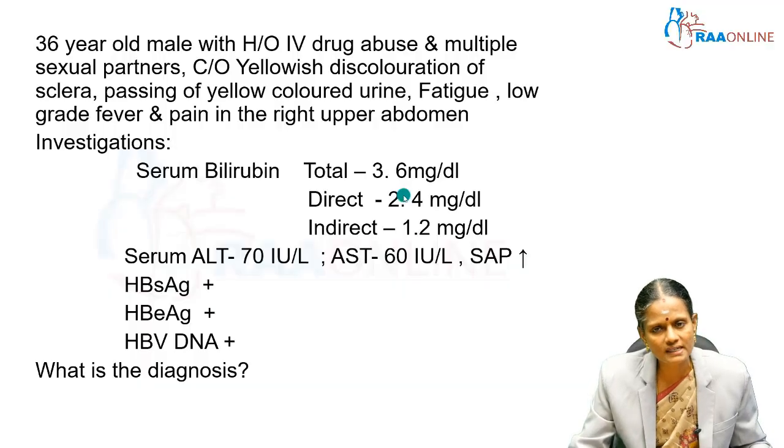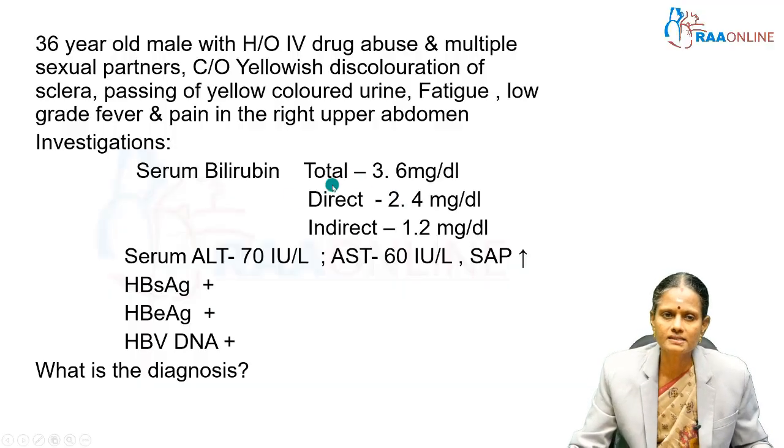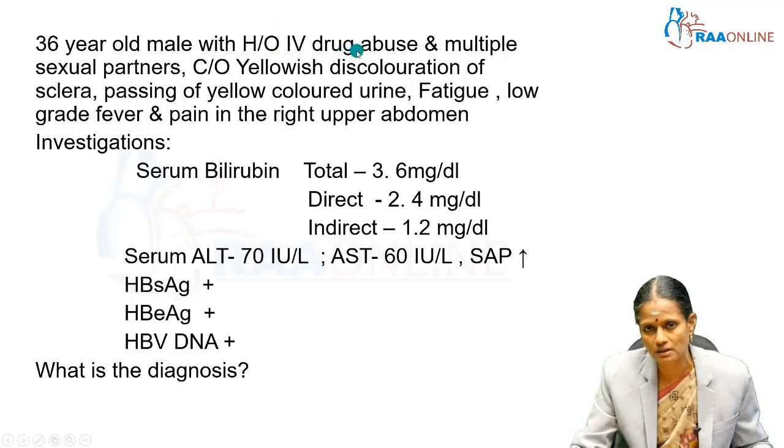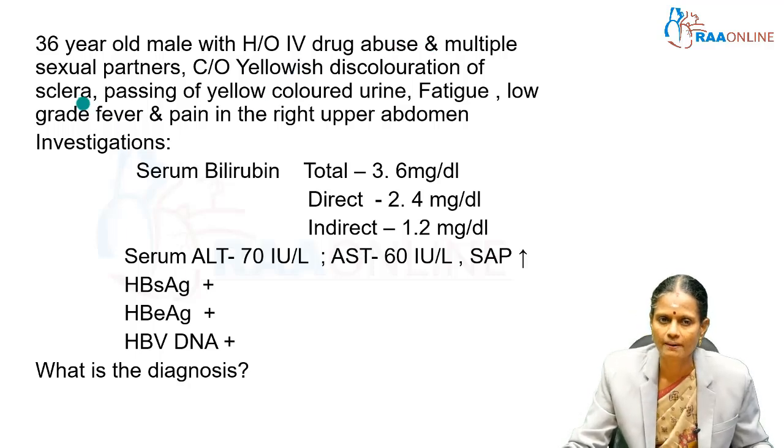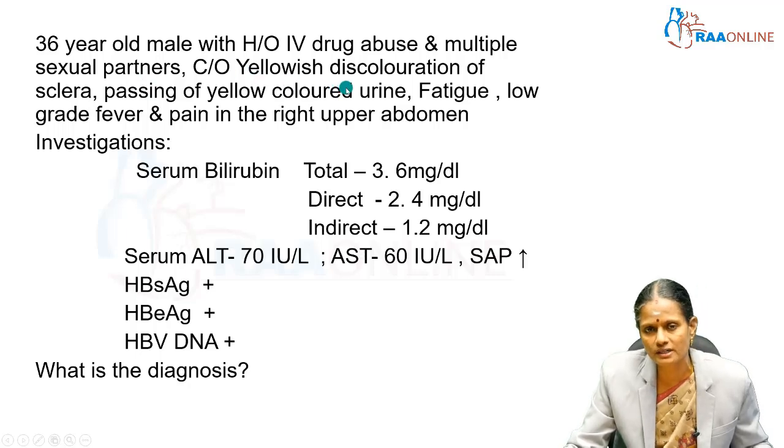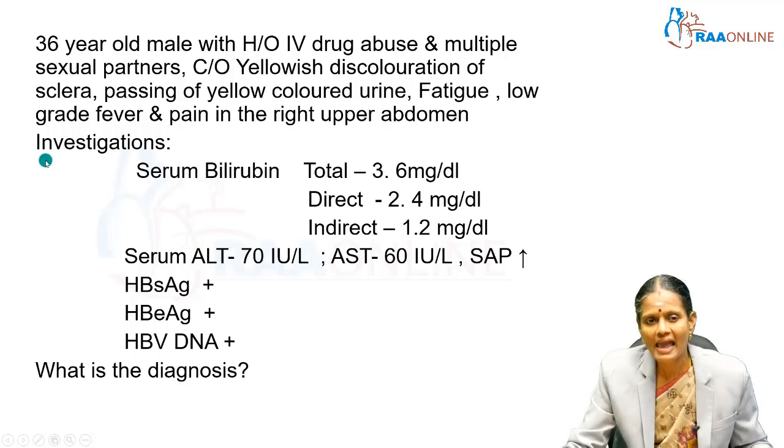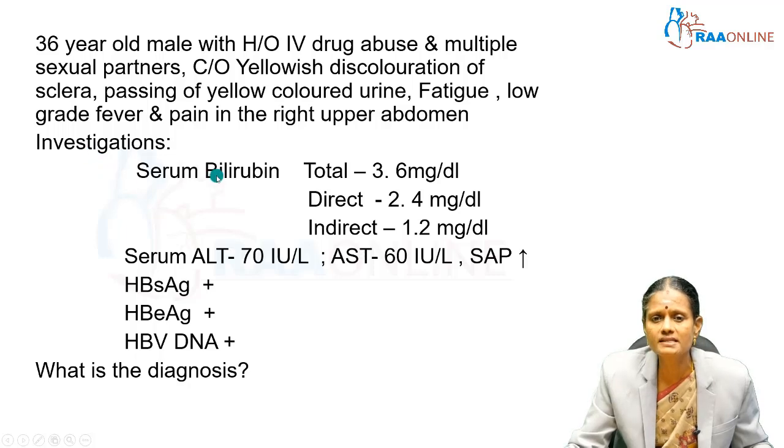We can move on to the next history. A 36-year-old male with a history of IV drug abuse and multiple sexual partners comes to the OPD with complaints of yellowish discoloration of sclera. So it indicates the patient is having jaundice, passing of yellow colored urine, fatigue, low grade fever and pain in the right upper abdomen. On investigations, his serum bilirubin is, what is this value?